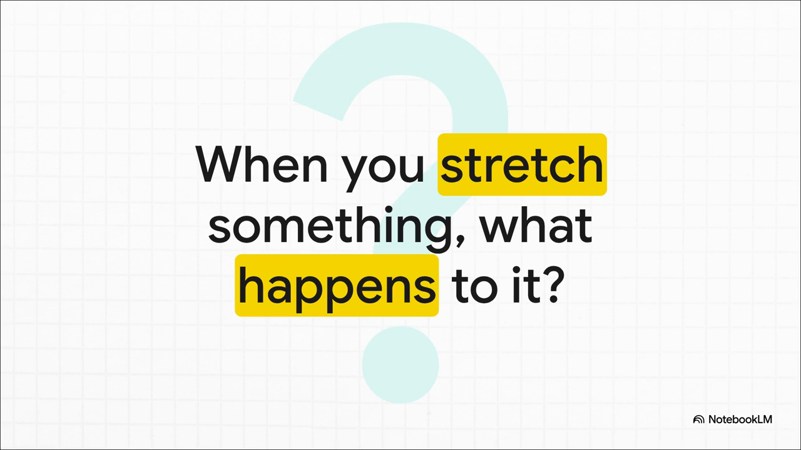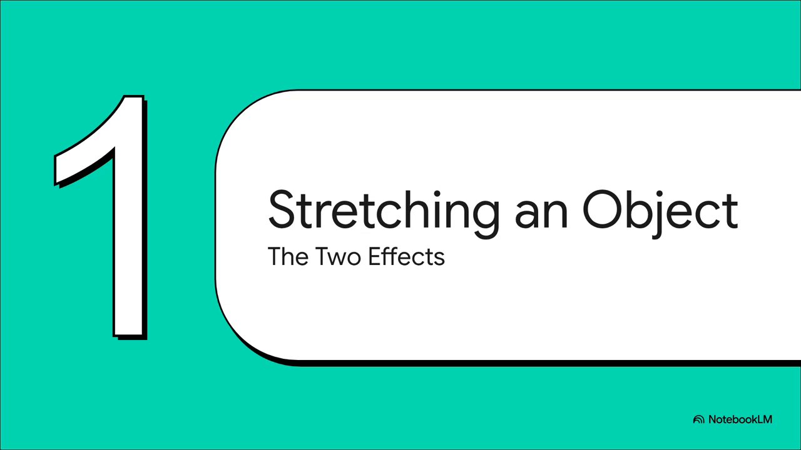So let's kick things off with a super simple question. When you stretch something, I don't know, a rubber band, a piece of gum, whatever, what happens to it? I mean, the obvious answer is it gets longer, right? And yeah, that's true. But that is only half the story. You see, whenever you apply that pulling force to an object, there are actually two different things happening at the exact same time. And understanding both of them, well, that's the key to unlocking what Poisson's ratio is all about.